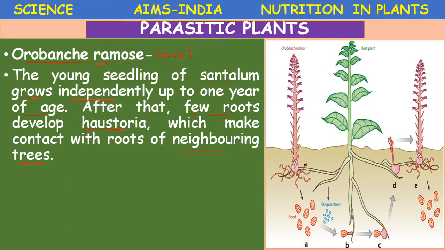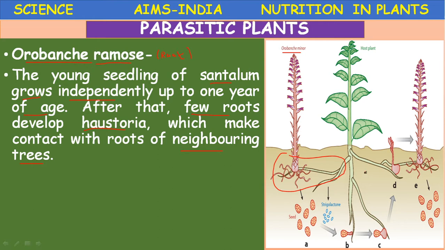See here in this picture, Orobanche. Several species are there in this. The Orobanche minor is growing on the roots of the host plant. This is the host plant, and on the host plant root this is developing.